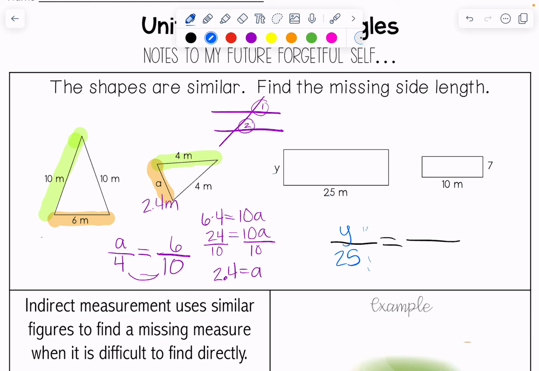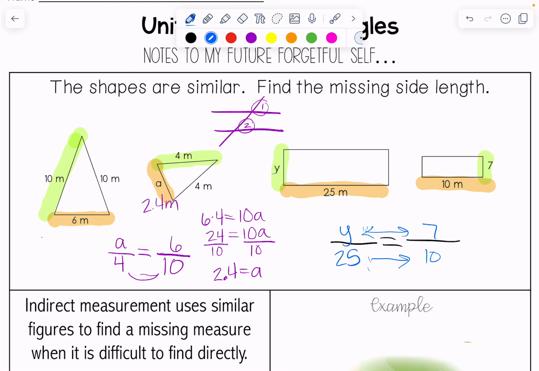And so when I come over to the other rectangle, I want to make sure that I'm using corresponding sides. So if I look at which side corresponds to the length of y, that's going to be my 7 over here. So I want to make sure that I write 7 lined up with the y. And then I'm going to look for my other corresponding side to 25, which is going to be this 10. And then again, from here, it's just a matter of solving a proportion.